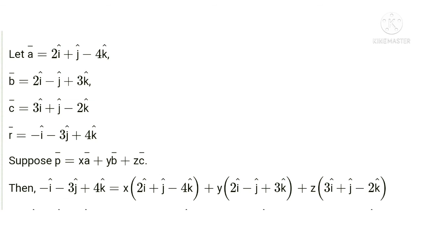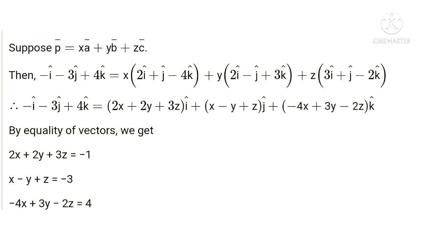Suppose these three vectors are A bar, B bar and C bar, and we write R bar is equal to minus i cap minus 3 j cap plus 4 k cap. We have to express R bar in terms of A bar, B bar and C bar. R bar is equal to x A bar plus y B bar plus z C bar. So put the values. Now write this as it is.